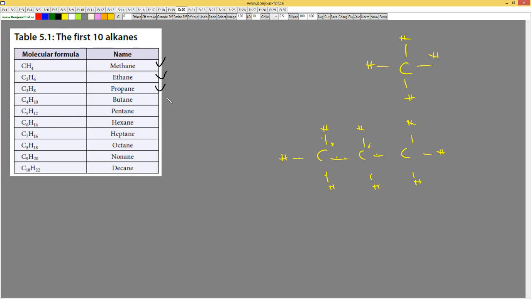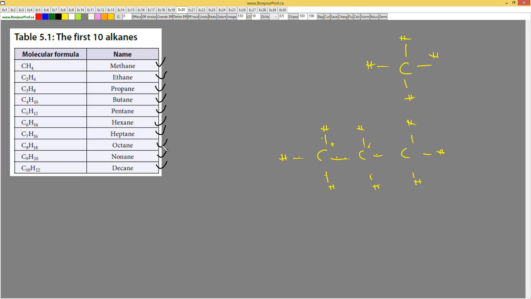For 4 carbons, butane. For 5 carbons, pentane. For 6 carbons, hexane. For 7 carbons, heptane. For 8 carbons, octane. For 9 carbons, nonane. For 10 carbons, decane. You have to memorize this table up to 10. Do we have more than 10? Of course we have more than 10 carbons. Here we have the table for the first 10.